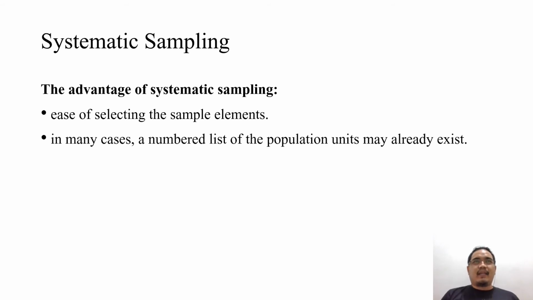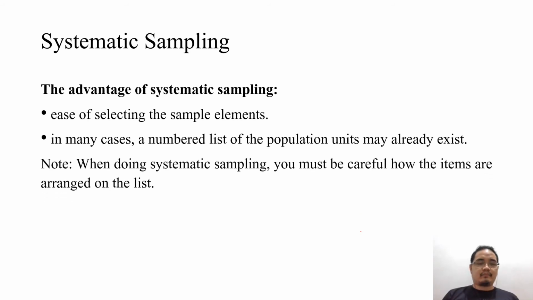Okay, so 'di ba? Kadalasan meron ka na agad data na may numbers eh. Like for example, sa school, 'di ba? Sa school, pag in-alphabetical mo 'yan, may numbers ka na. 'Di ba? Na 1 to kung ano man. Okay, sa mga companies, 'di ba? Yung halimbawa, may listahan sila siguro ng employees, may mga numbers na yung kada employee. Ayan. Then next, when doing systematic sampling, you must be careful how the items are arranged on the list.